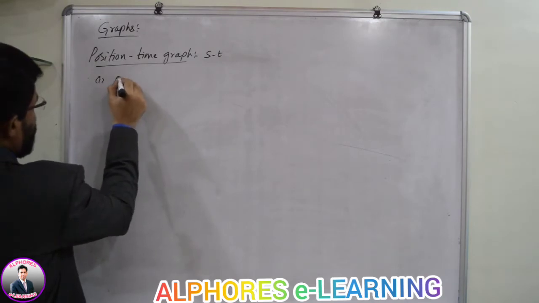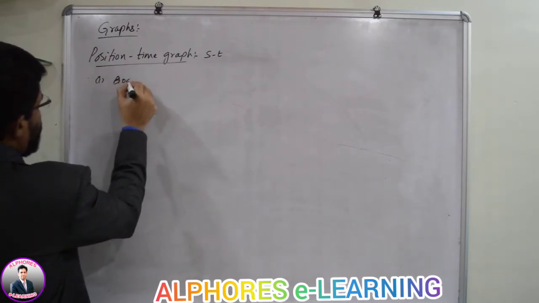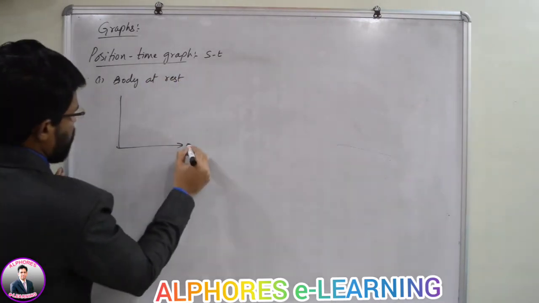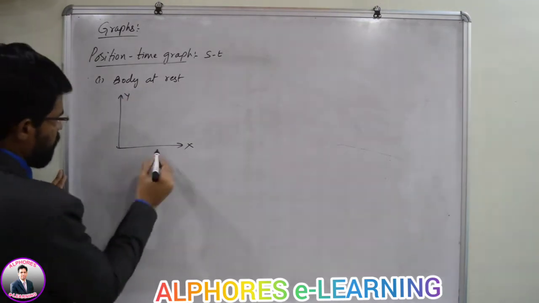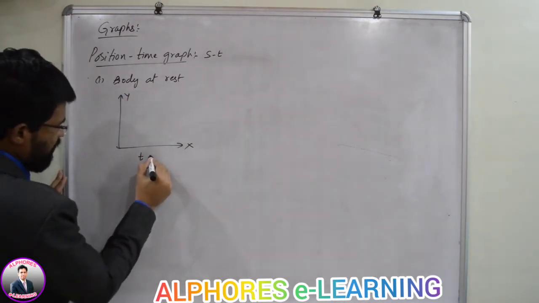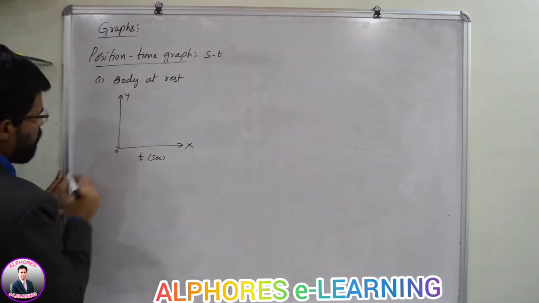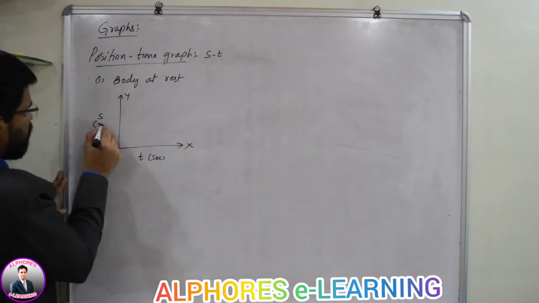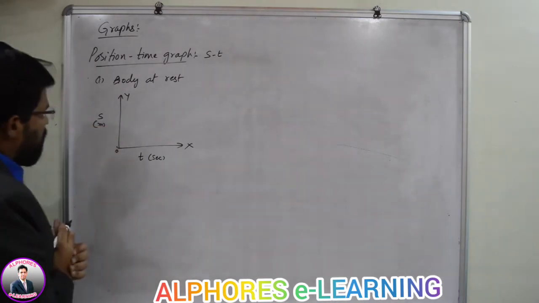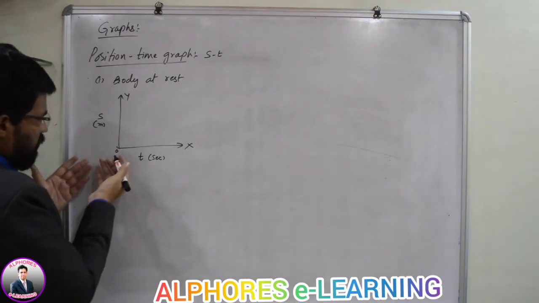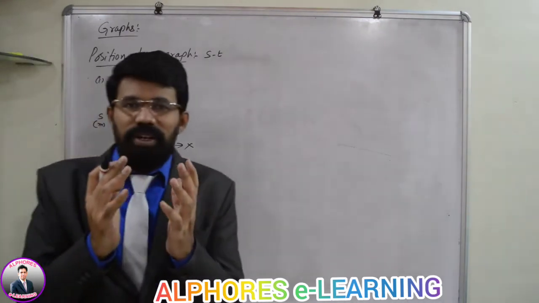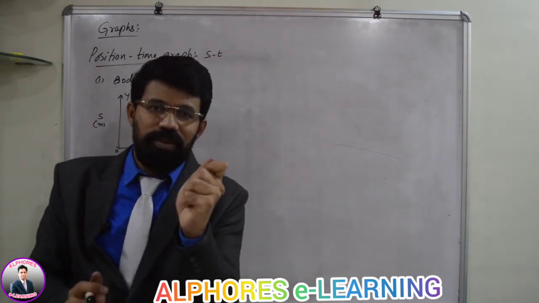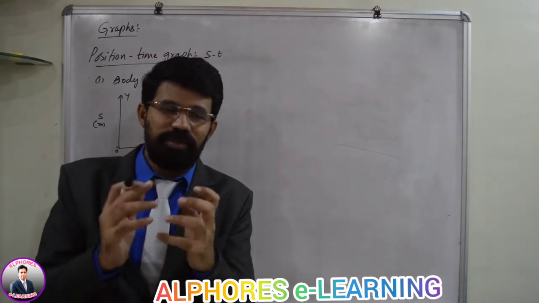Let a body be at rest position. Body at rest. Let us say this is x-axis, this is y-axis. On the x-axis I will take time t, which is measured in seconds. This is the origin. On y-axis I will take position, let us say it is represented with s. It's measured in meters. At a particular instant of time, or at 0 seconds, 0 seconds in the sense of the time when I started monitoring the situation. From that time onwards I'll take it as 0, and from that time onwards I will count the time as 1 second, 2 seconds, 3 seconds, like that.